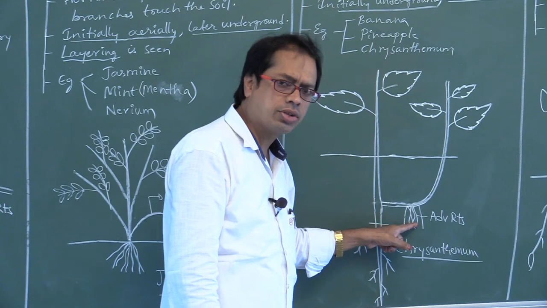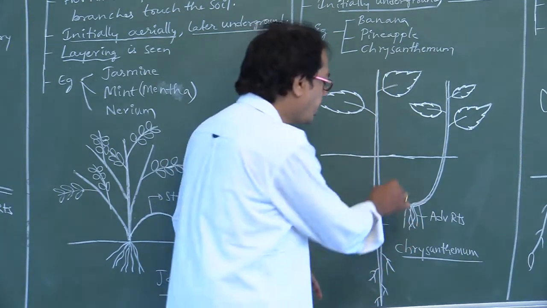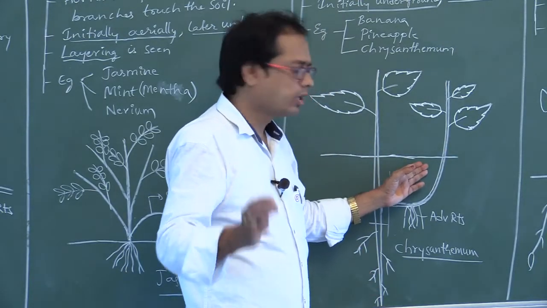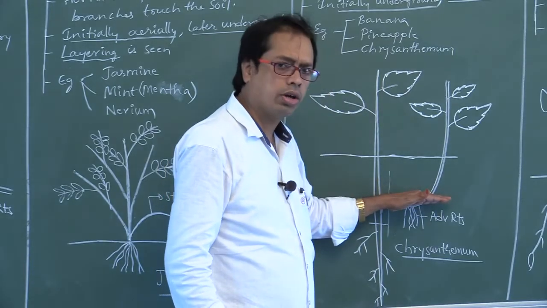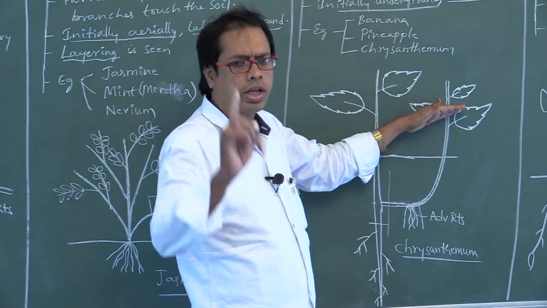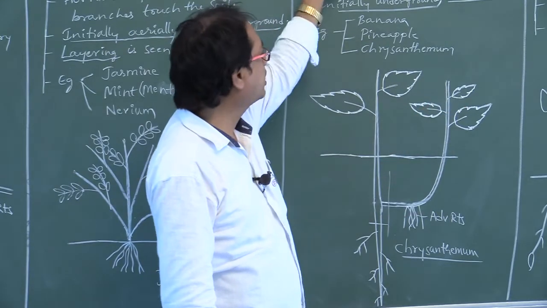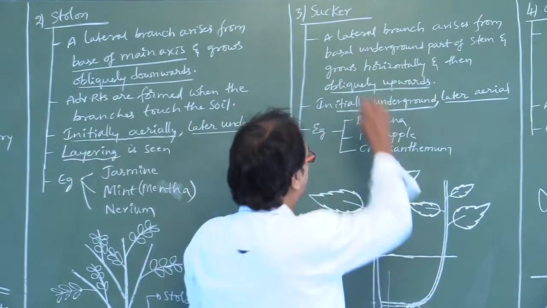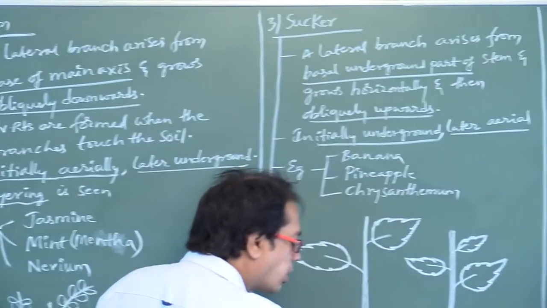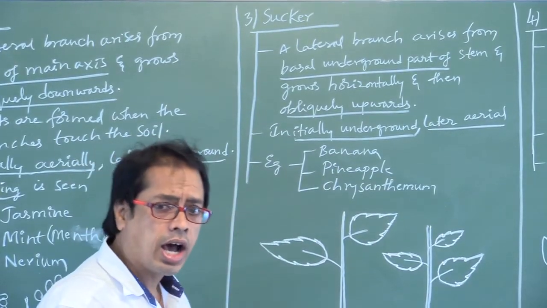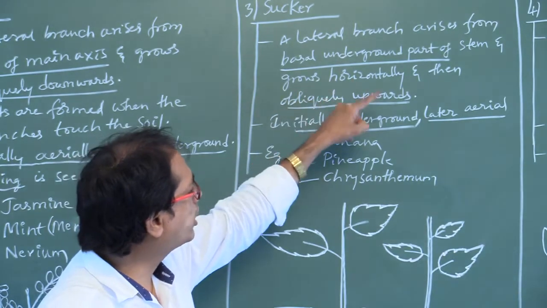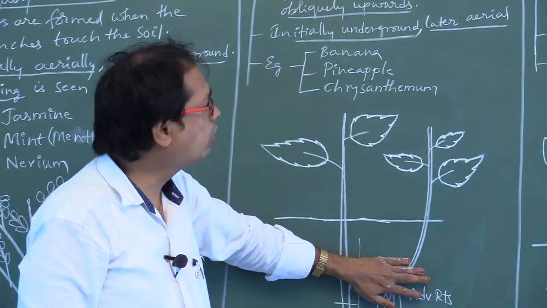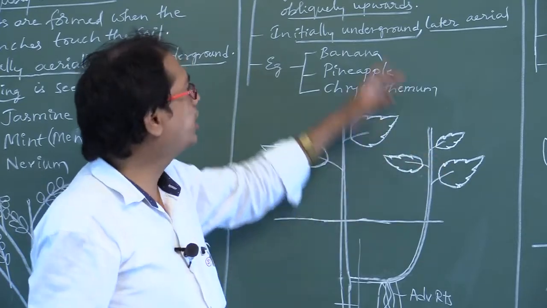Here adventitious roots are found below the soil. Whenever it is cut off from the parent plant, it leads an independent life. So, that is initially underground, finally aerial. What type of subaerial stem modification is this? You have to say sucker. A lateral branch arises from the basal underground part of the stem and grows horizontally and then vertically upwards. Initially underground, later aerial, that is sucker.